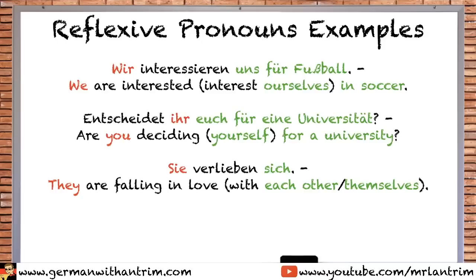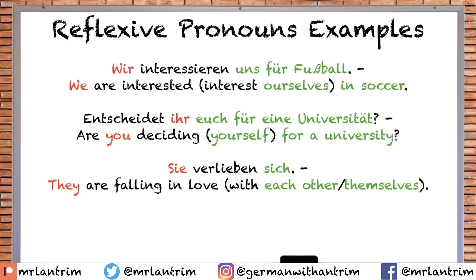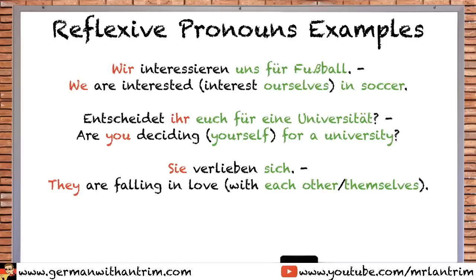Sie verlieben sich. They are falling in love. Because sich here is referring back to the same sie, the same they, in English we would either say each other or themselves. So they are falling in love with each other or with themselves. Sie verlieben sich. That's why sich is there, because it's referring back to the same people for the direct object.